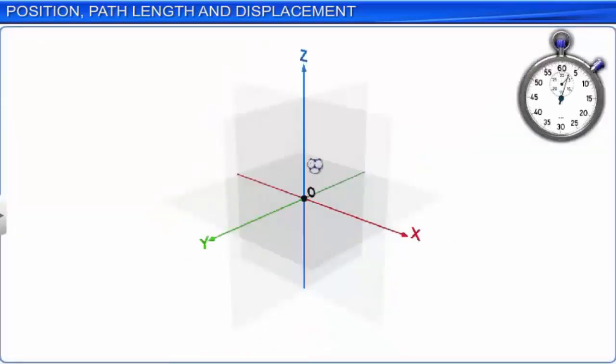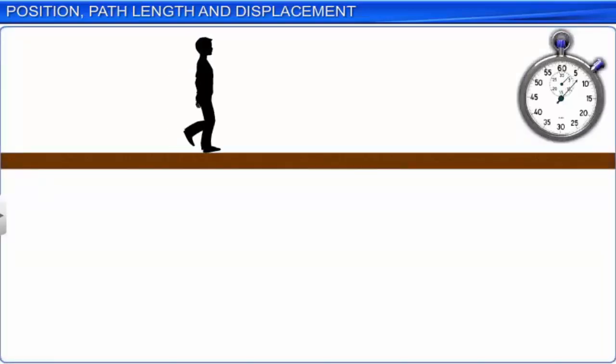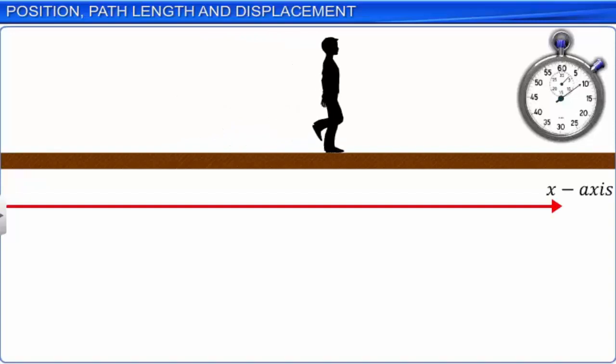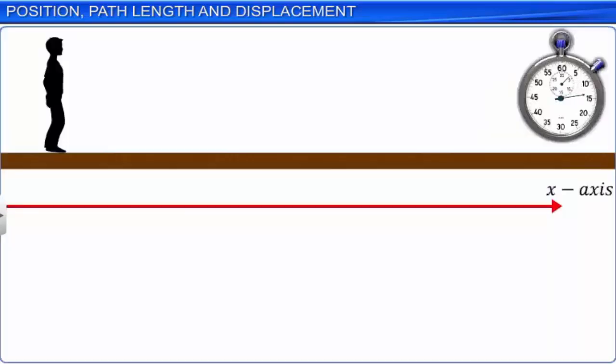Let's consider the example of a man walking along a straight line. Take the x-axis to coincide with the straight line. Fix the origin of the axis at the point from where the man starts walking. This is represented by x equal to 0 when time t is equal to 0. A and B represent the position of the man at different instances of time.